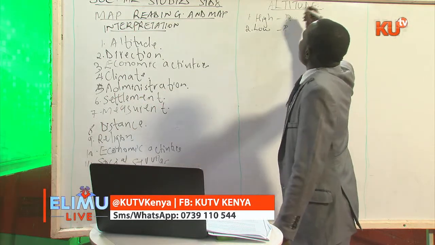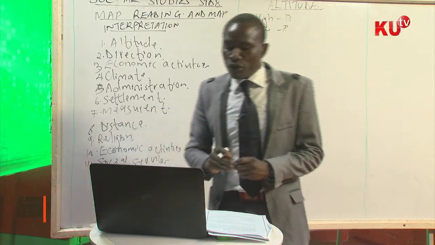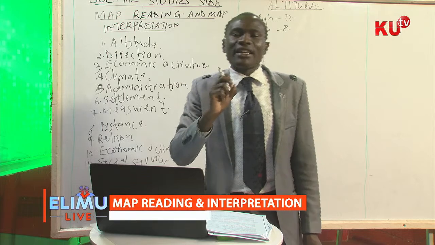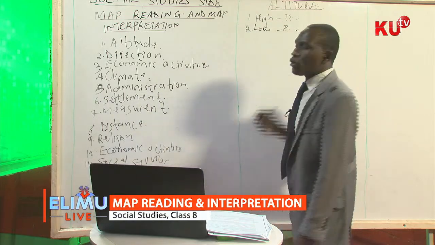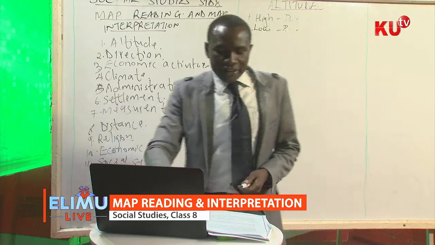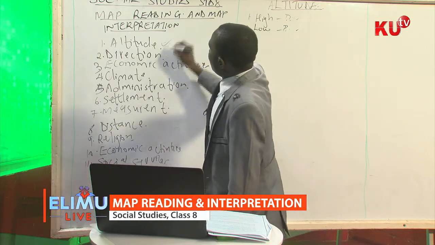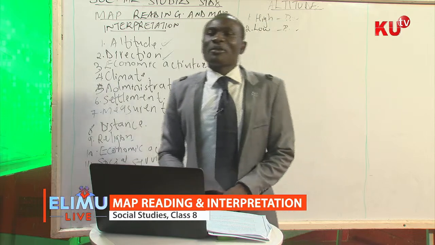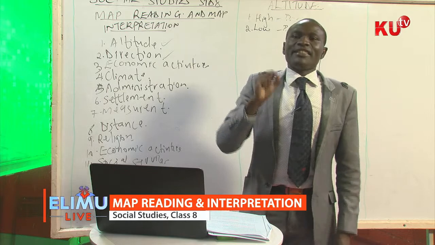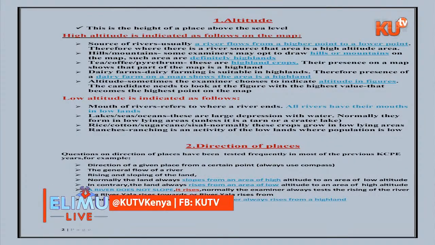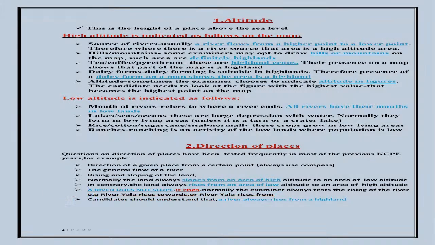They normally ask which area, for example in the Wadanga area, is an area of high altitude and which is an area of low altitude. Another area is direction. Now, when you are handling direction, these are simple areas that candidates take very simply, but they are very challenging. If you look at KCPE past papers, you'll find that most of the questions have been failed on direction. So questions on direction of places have been tested frequently in most of the past KCPE years.